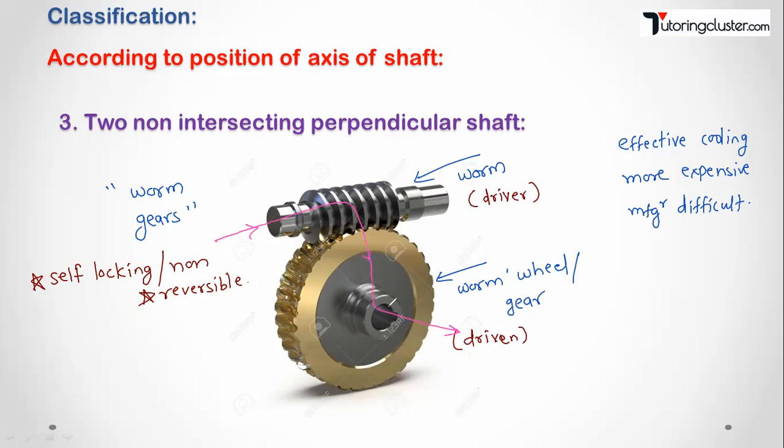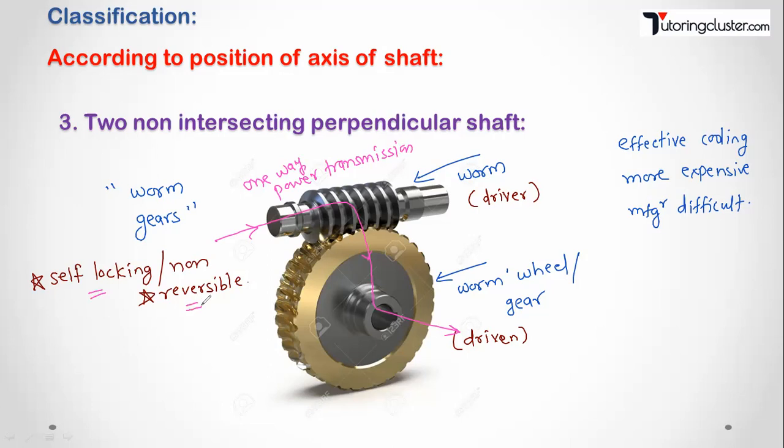It will never go like this. That is from worm gear to worm. No, only one way power transmission is possible. That's why these are called self-locking or non-reversible.